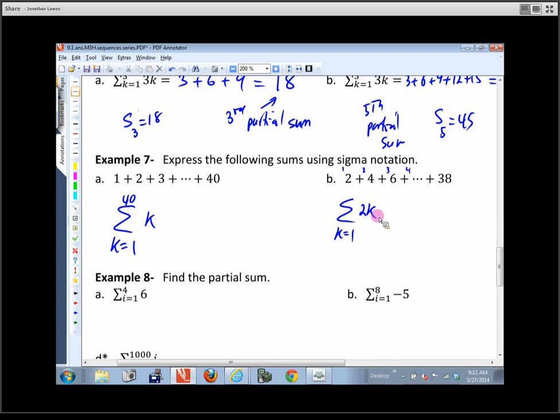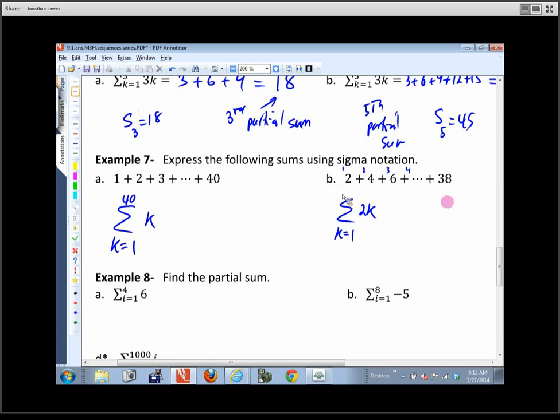Let's check and make sure that it works. If you plug in a 1, does it produce the first term? Plug in a 2, does it produce the second term? And so forth. It does. Then the question is, where do we stop? Okay, do we go to 38? We don't. We go to the number that we'd plug in that would produce 38.